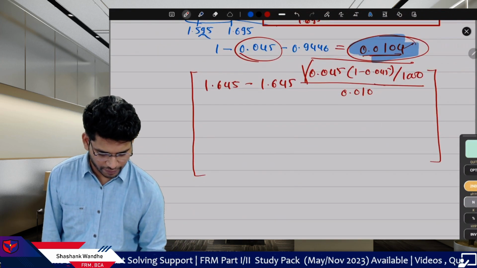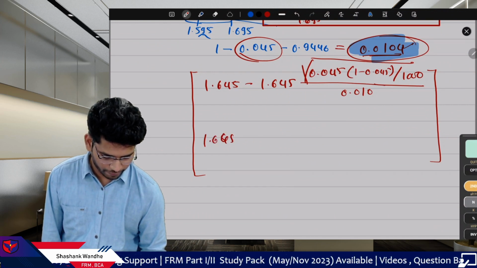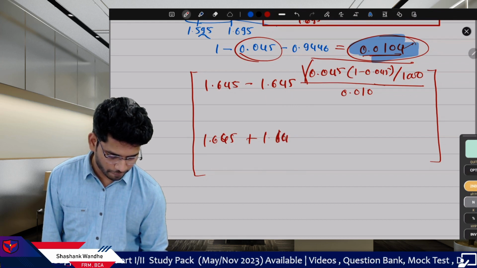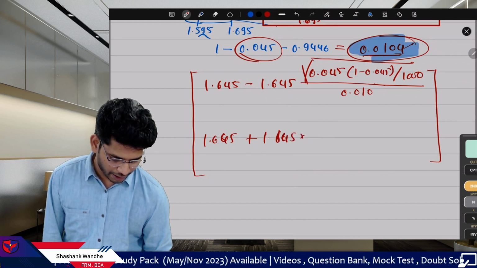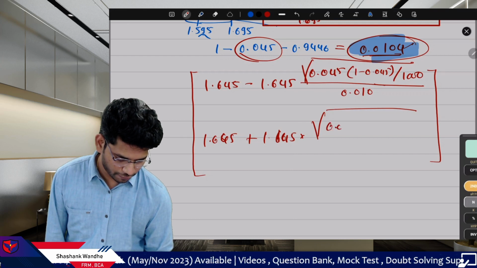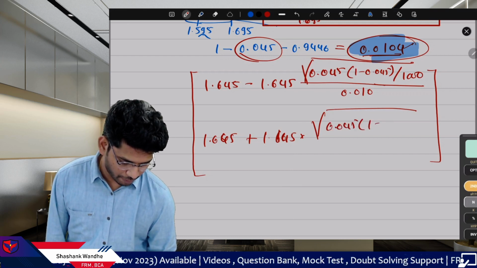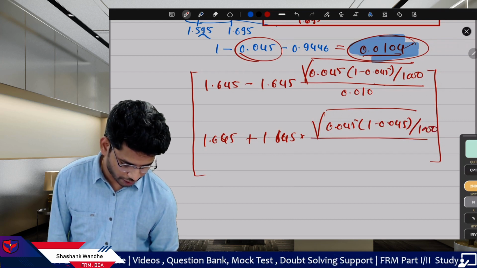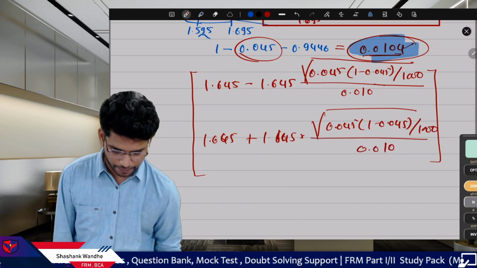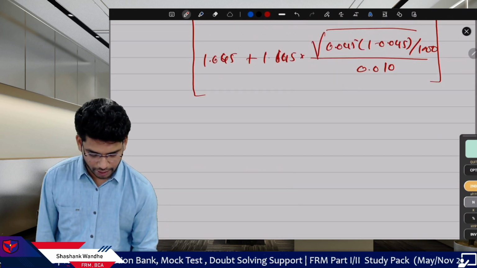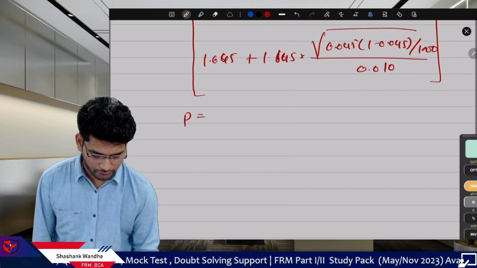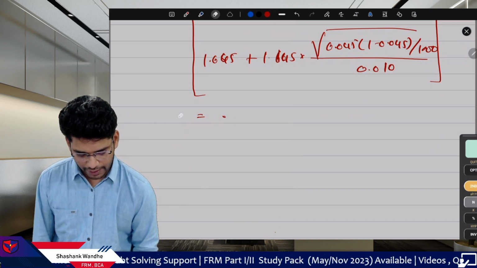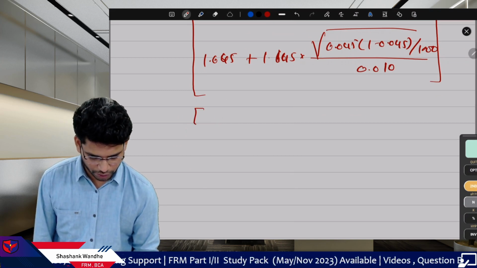And again, you will have the same formula 1.645, but here plus, because we are calculating the range, 1.645, then multiplied by the square root of 0.045 multiplied by 1 minus 0.045 divided by 1000, divided by 0.010. I hope you understood why I said it is not possible to solve this question in the examination. Okay, and the final answer is this. So I'll just simply show you the final answer.